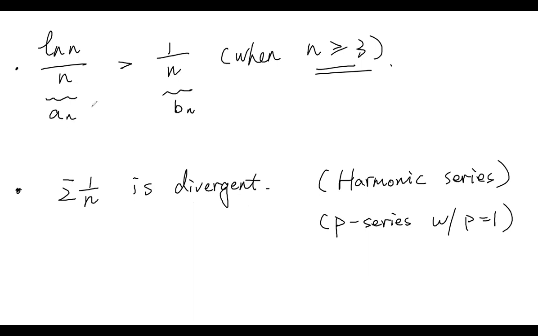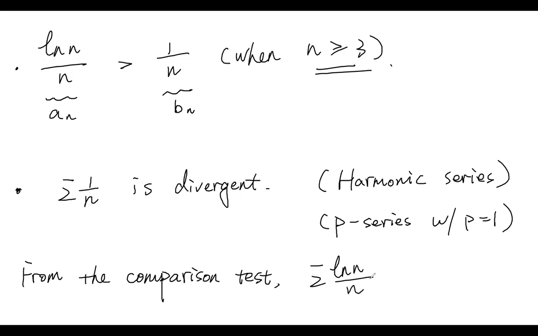And now you have series an. So now from the comparison test, from part B of the comparison test, every term in your original series, natural log of n divided by n, is greater than a term in a divergent series, 1 over n. So from the comparison test, this series, natural log of n divided by n, is divergent.